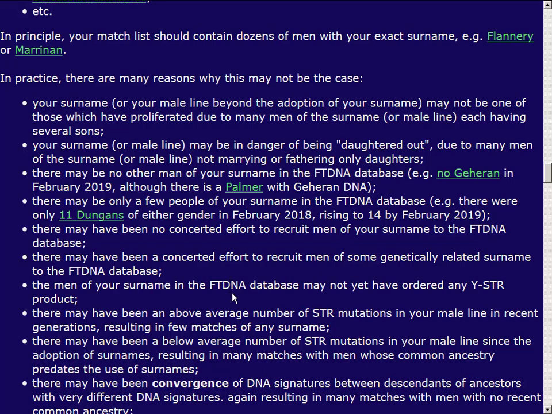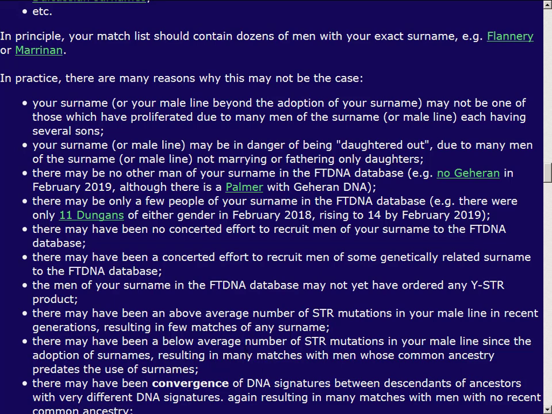You may see that there are 14 Dungans in the database, but they may be all females or may have only done autosomal tests and not be in the Y-DNA part of the database. Or you may have very few matches because there have been a lot of recent mutations that separate you even from your close cousins. If you've had 4 mutations in the last 3 generations in your line, then you're not even going to match your own first or second or third cousins, because 4 out of 37 is the cutoff for declaring a match.